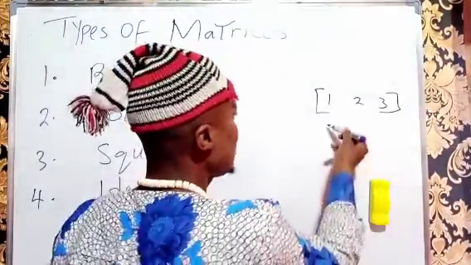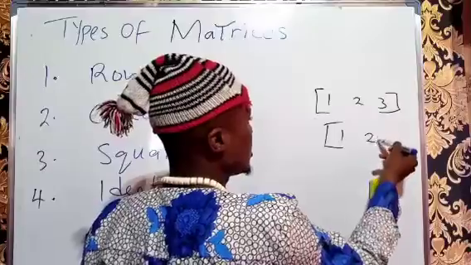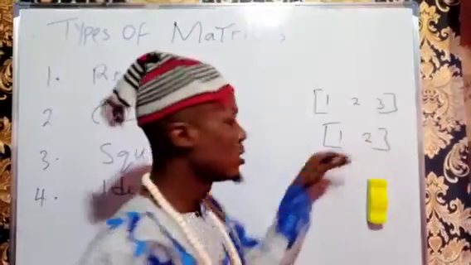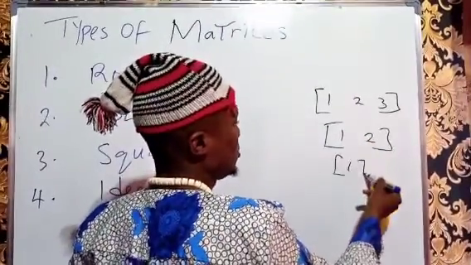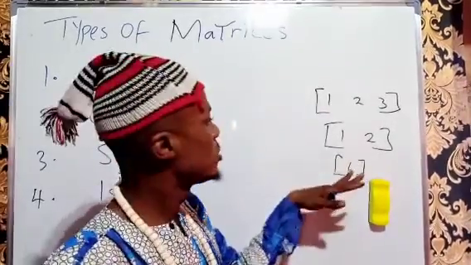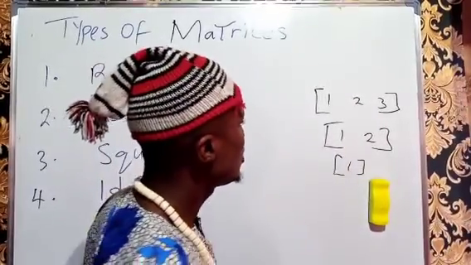Okay, it can still be like this. This is also a row matrix. It still has one row. This is even still a row somehow. Okay, so a row matrix is a matrix having only one row.